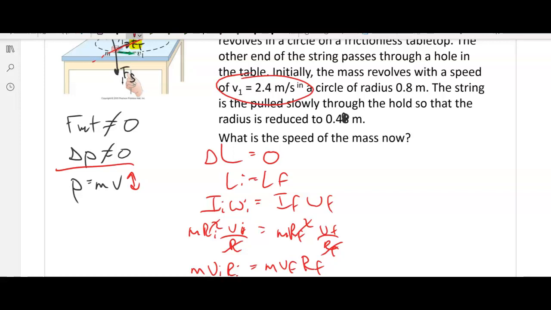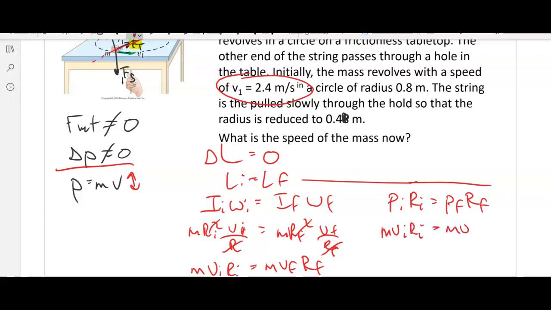Now remember, there's another method from this line going down. If you want to just do linear momentum, you could have said linear momentum initial times r initial equals linear momentum final times r final. And then you would end up with mv initial r initial equals mv final r final. So you end up with the same thing either way.